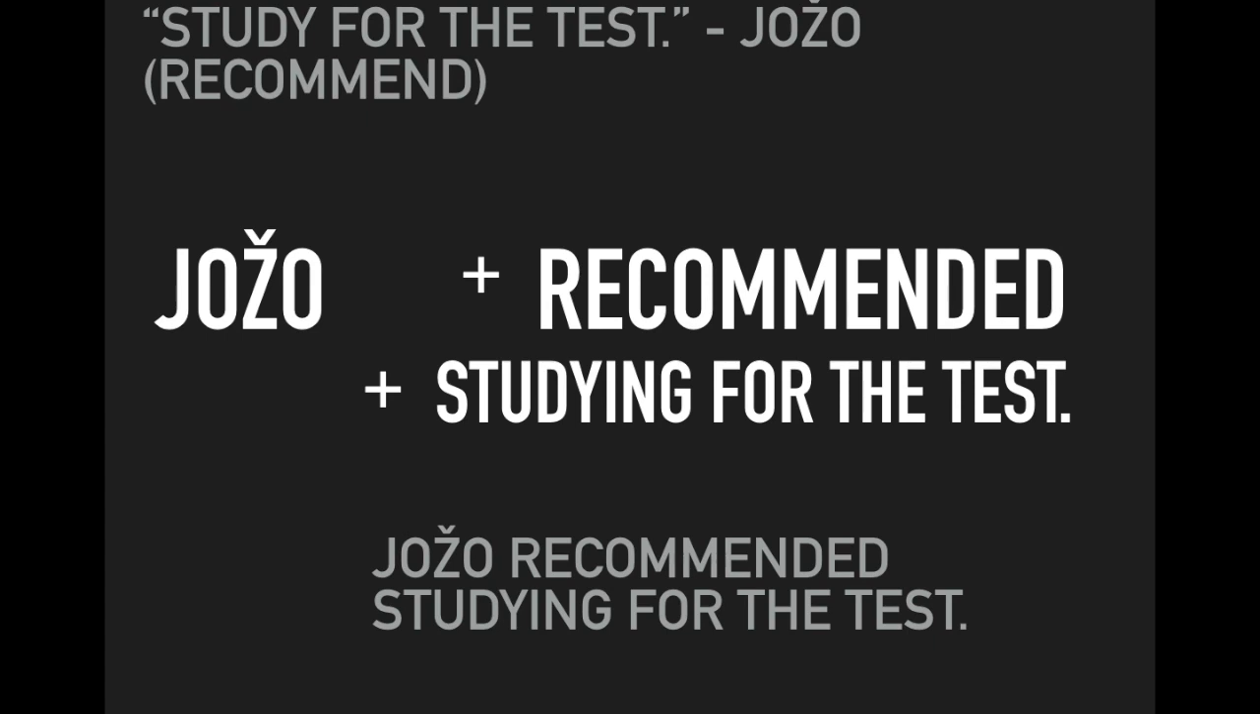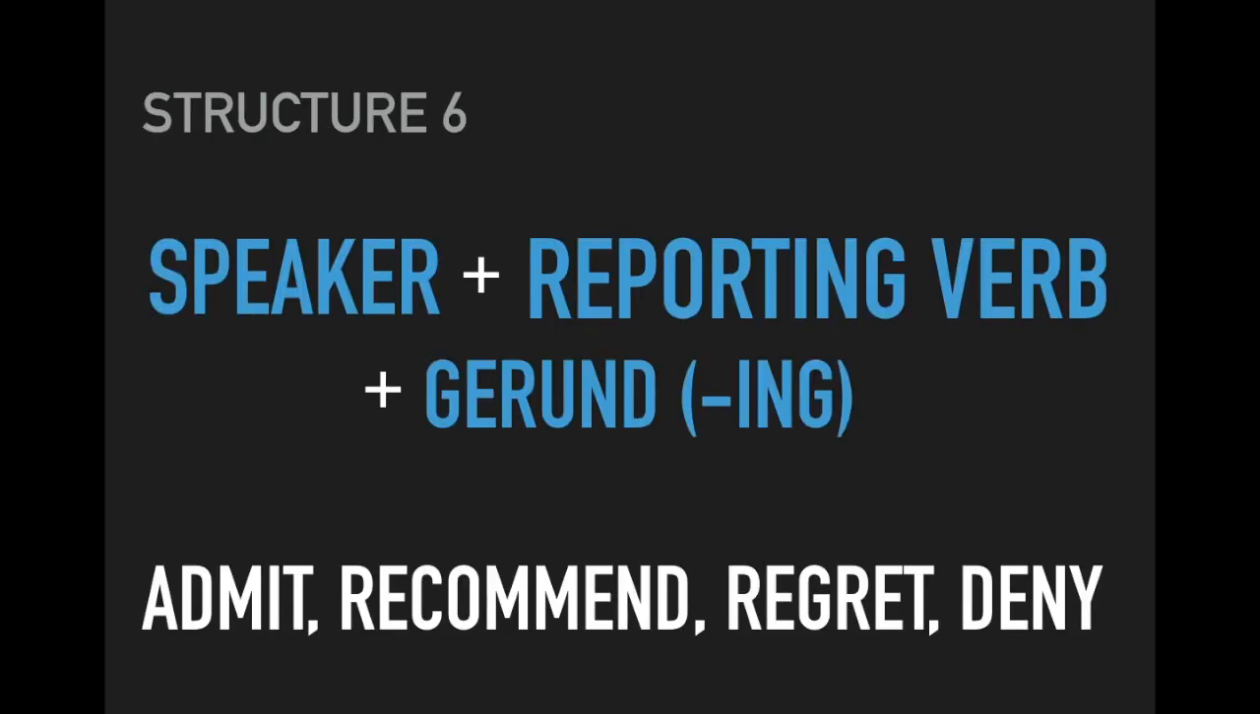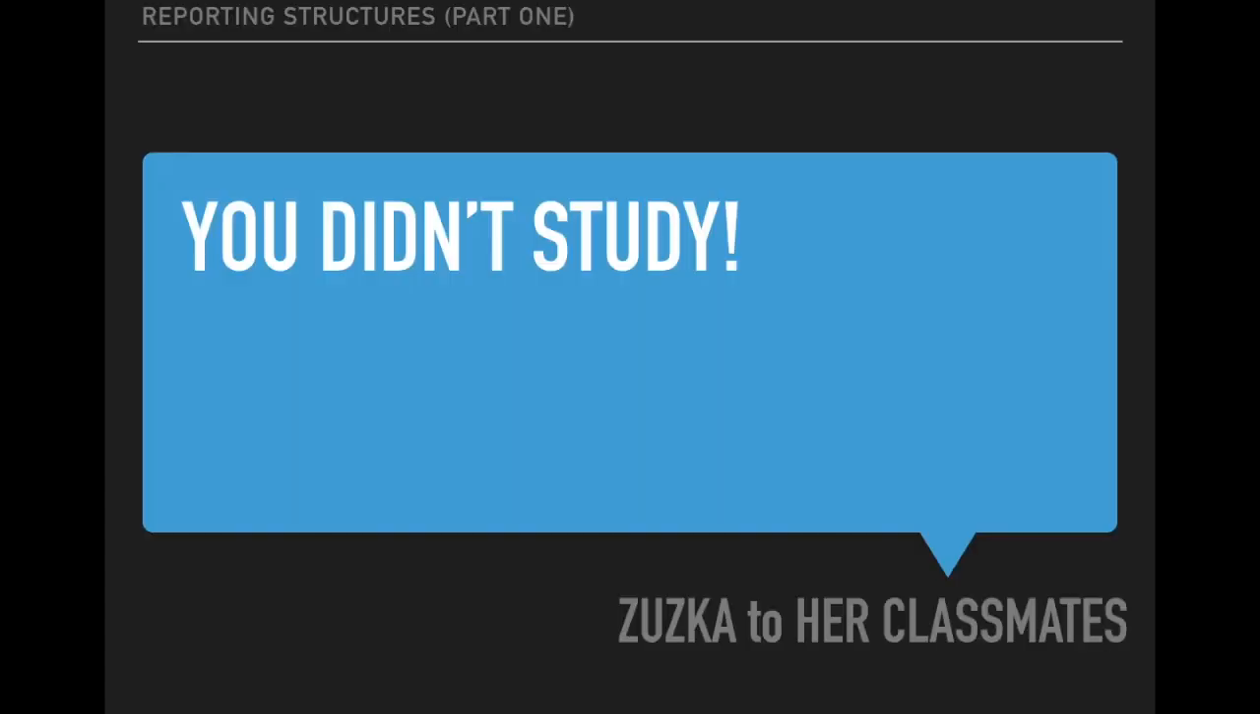So last time, we have our speaker and reporting verb, then the gerund or the ing. And the verbs that we use the structure with are admit, recommend, regret, and deny. All right, our last two structures are a little more complicated because they have more parts.